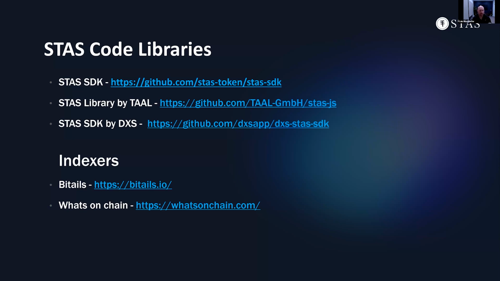So the Stars SDK by DXS, that's a TypeScript, very, very good SDK, very lightweight, and they've done a great job with that one. So indexers: if you're looking for a blockchain indexer that will tell you what tokens your addresses own, for example, you can go check out bitails.io or whatsonchain.com. And that gives you some tools to interact with the blockchain to find out where Stars tokens are on the blockchain, and if some are spent or unspent, and these types of helpful tools.